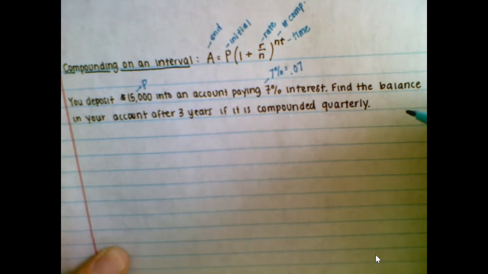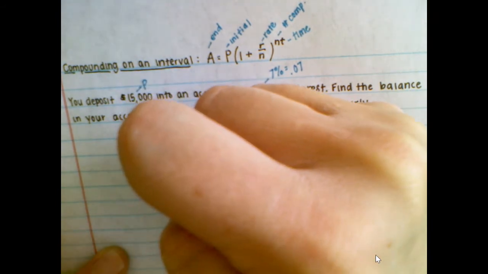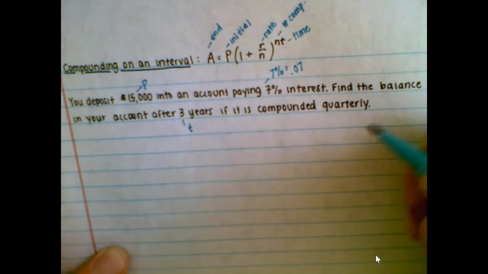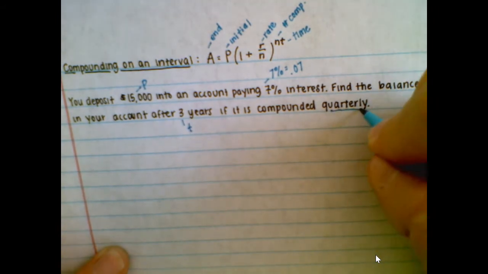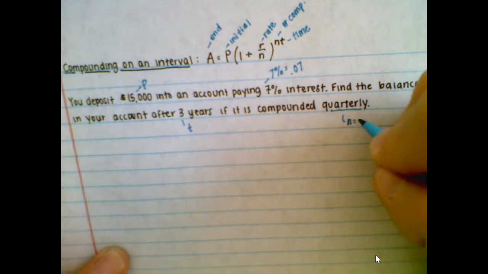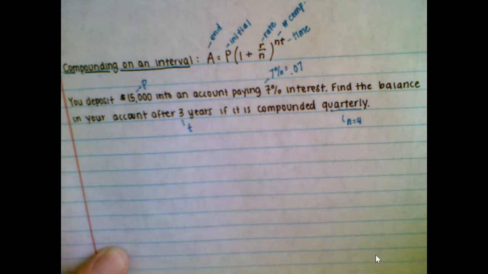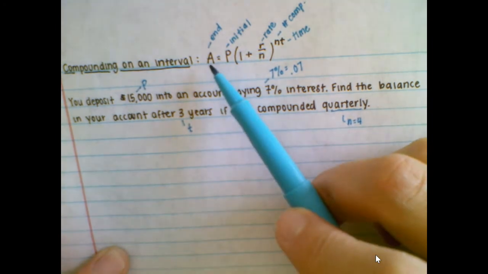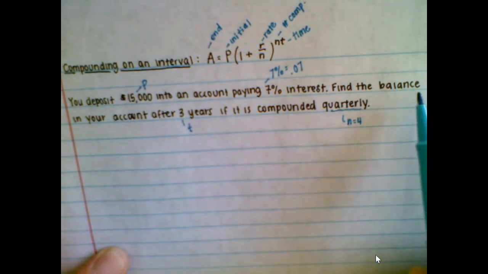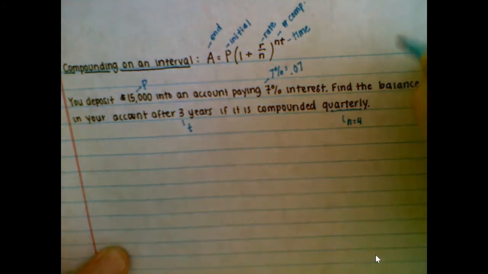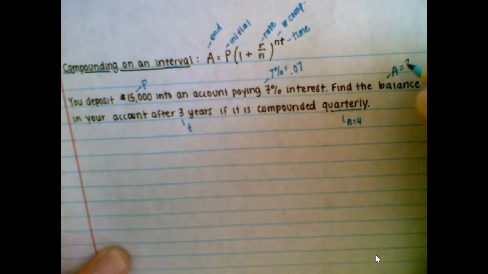We want to find the balance in the account after 3 years. So 3 years is our time or our T if it is compounded quarterly. So that's telling us that we are compounding 4 times a year, so our N value is going to be 4. So basically the only value that we didn't have anything for was our A or our ending, which makes sense because we want to find the balance in the account after a certain amount of time. So we want to know, well, what is A?